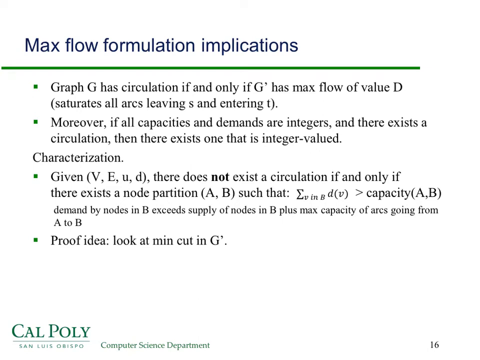So now a graph G will have a circulation if and only if this new graph G prime has a max flow of value D. Now D is just the sum of the capacities of the edges coming out of the super source, which is equal to the sum of all the capacities going into the super sink. And so there's a circulation if and only if the flow saturates all the arcs leaving S and entering T. In fact, if all the capacities and demands are integers, just as with the standard network flow problem, then there exists a circulation that's integer valued.